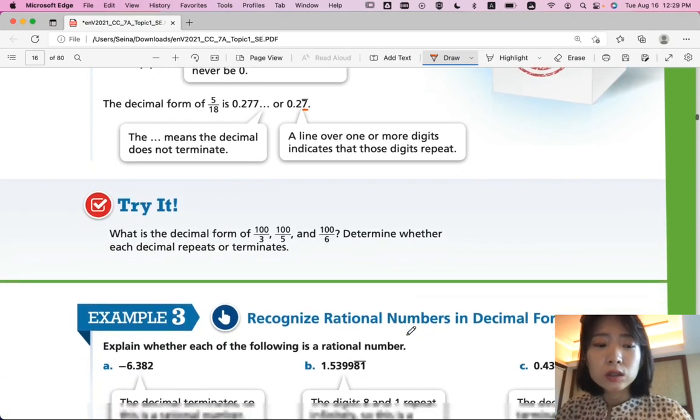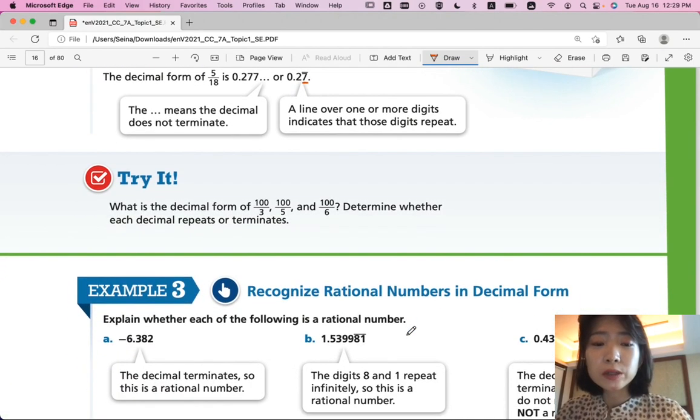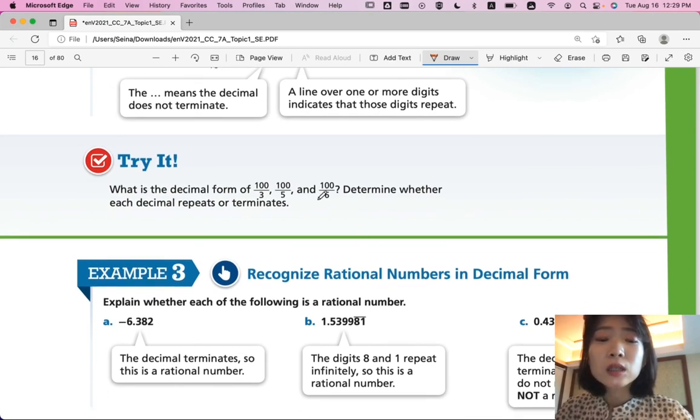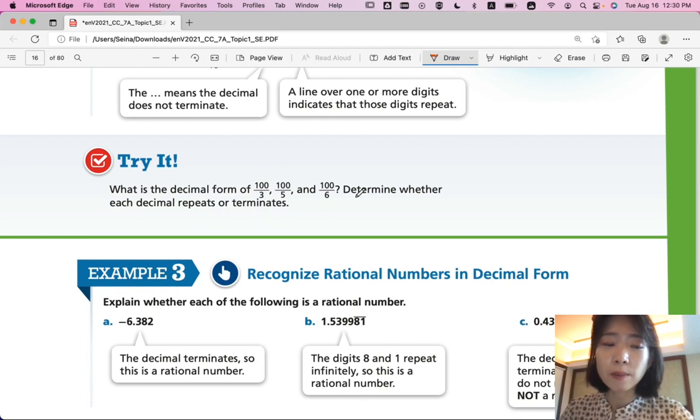So let's look at try it. What is the decimal form of 100 over 3, 100 over 5, and 100 over 6? Determine whether each decimal repeats or terminates. So divide 100 by 3, 100 by 5, and 100 by 6, and determine if any of them are repeating decimals or terminating decimals. Okay, pause the video and solve it by yourself. Come back when you're ready for the answer.